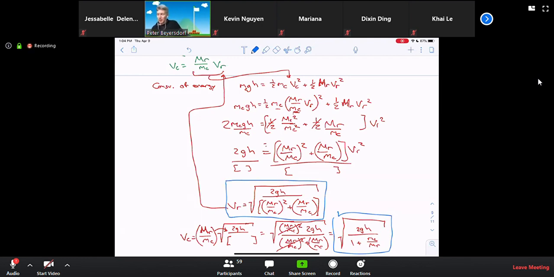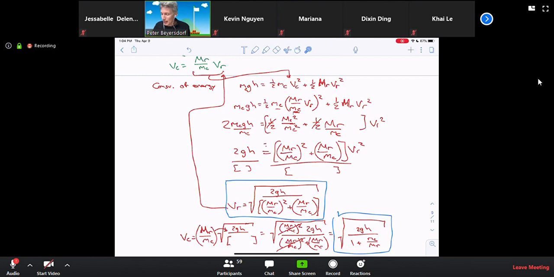And I just want to do a little error checking, make sure these make sense. So the first thing I can do is check the dimensions. Square root of 2GH is a speed, right? G is meters per second squared, height is meters, so this is meters squared per second squared, and square root of that is meters per second. The denominator is dimensionless because I have 1 plus a ratio of masses. So the units are correct.